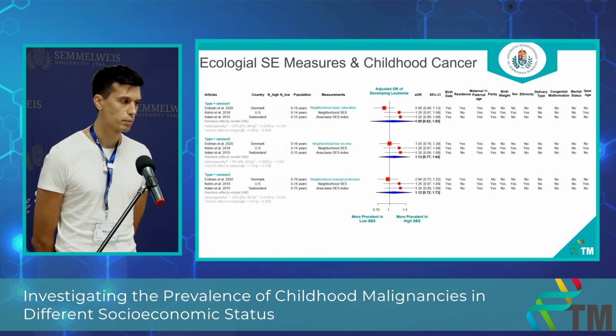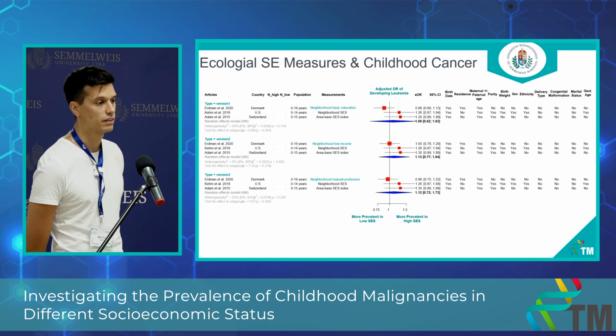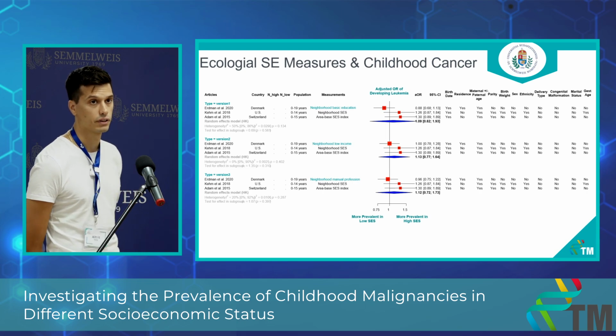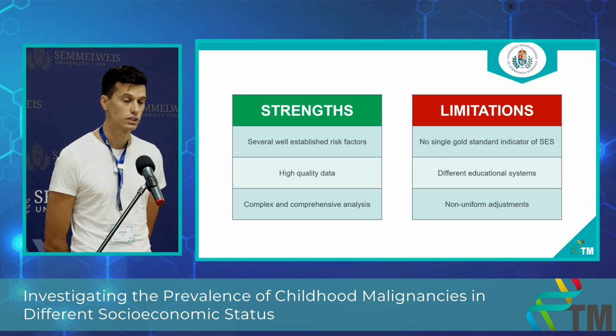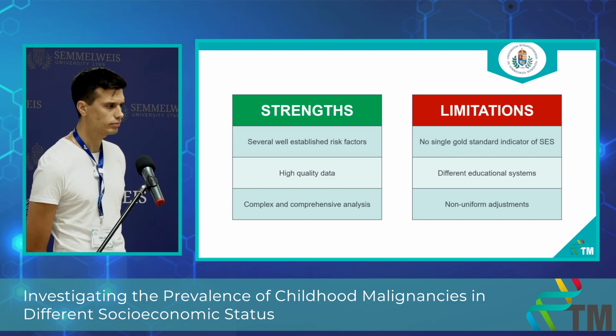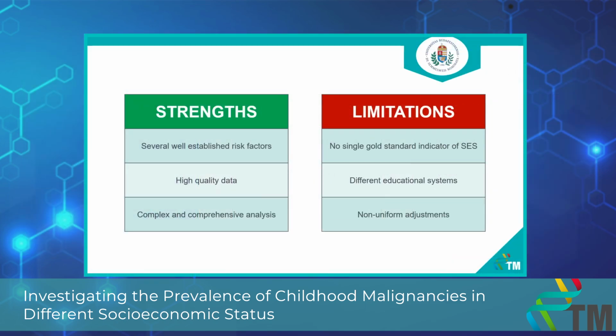For ecological socioeconomic measure, we can say the same as for individual level socioeconomic measures, that our findings are not significant. Here I summarize the strengths and limitations of our study. Several well-established risk factors were used for adjustments, but the adjustment was not uniform. Also, different educational systems were a main limitation for the individual socioeconomic measurements, and there is no single gold standard indicator for socioeconomic settings.